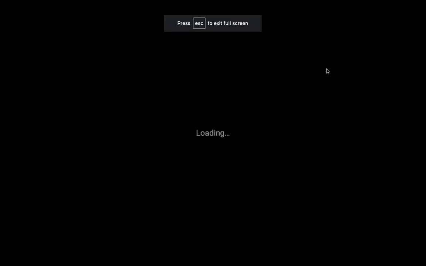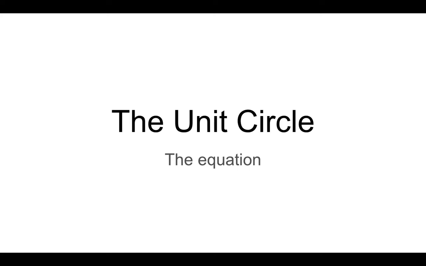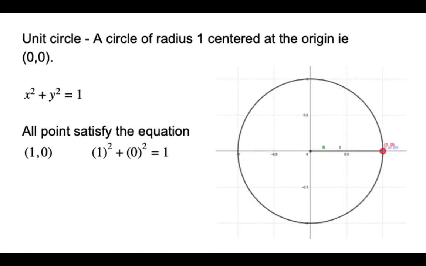All right, welcome back. We're going to talk a little bit about the unit circle and some of its relationships. And today we're going to talk just about the equation and the role that it plays in defining it. So the unit circle is a circle of radius 1 centered at the origin, i.e.